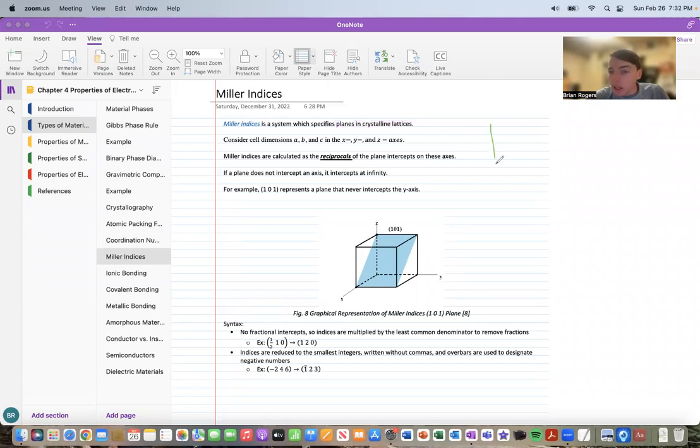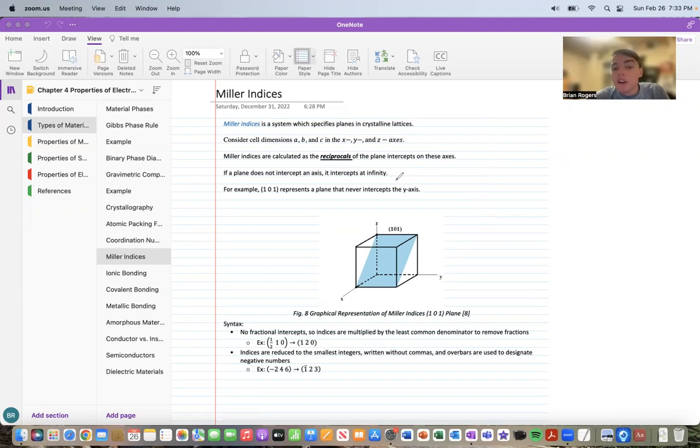You're used to working in the XY plane, so that's a 2D plane. Right now, we're going to work with the 3D plane, so it's going to be X, Y, and Z. The cell dimensions A, B, and C refer to the respective X, Y, and Z axes. A is for X, B is for the Y axis, and C is for the Z axis. Miller indices are calculated as the reciprocals of the plane intercepts on these axes.